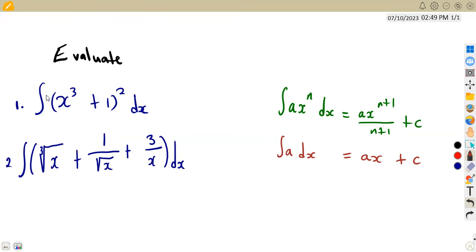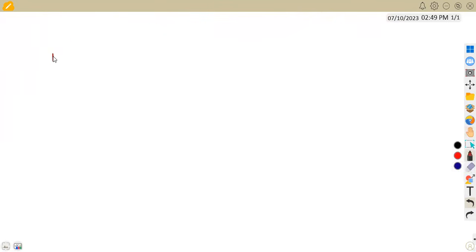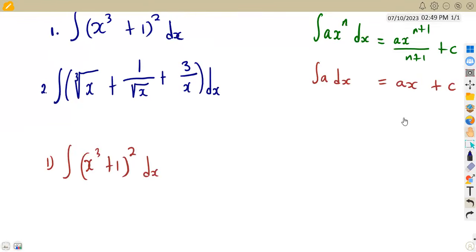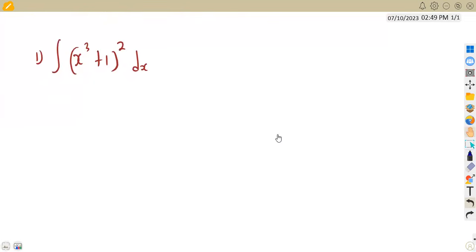So the first part is to evaluate the integral. We are given x cubed plus 1 to the exponent of 2 in this case. All right. So if we take this question into consideration, we have the integral of x cubed plus 1, everything being raised to the exponent of 2 with respect to x. In order for us to apply this, what we need is to expand the brackets that we are given, so that we can integrate each and every term separately.